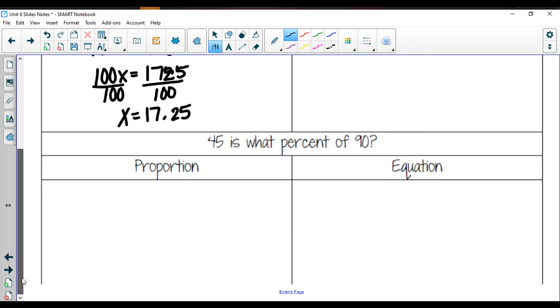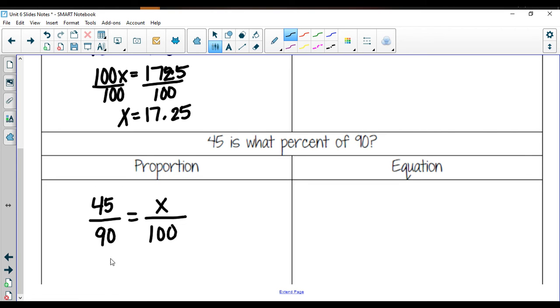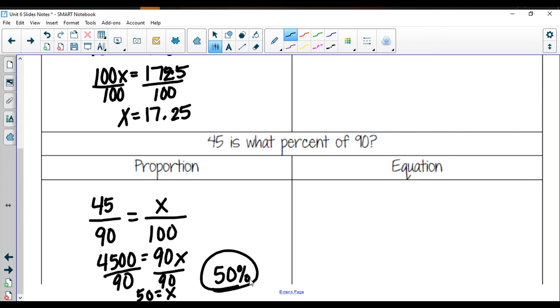For our last example here, 45 is what percent of 90? So our proportion, 45 is what percent of 90? So we get 4,500 equals 90x. Divide through by 90. We have 4,500 divided by 90 is going to give us 50 equals x. And it says what percent, so our final answer we want to write as 50%.